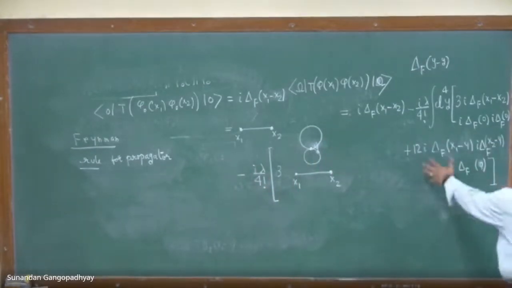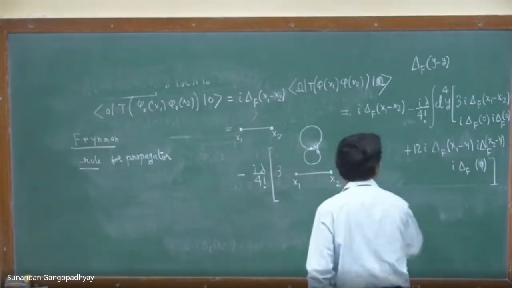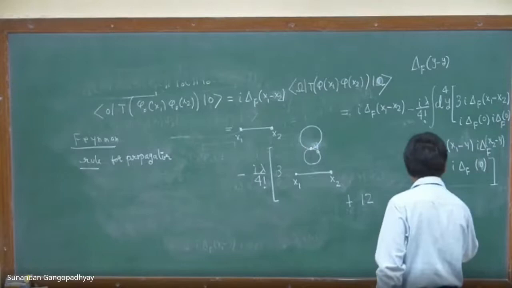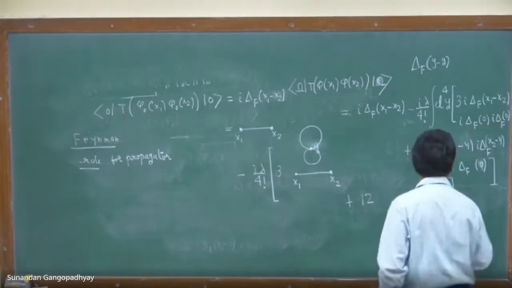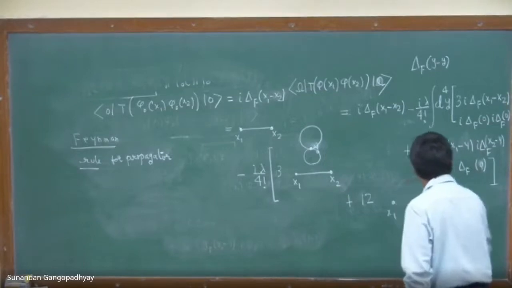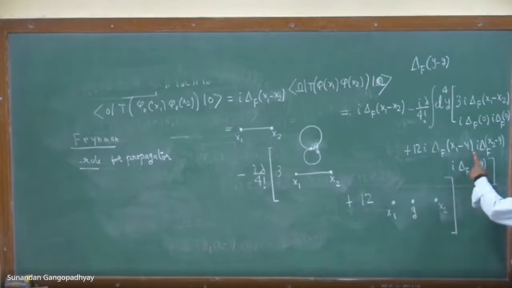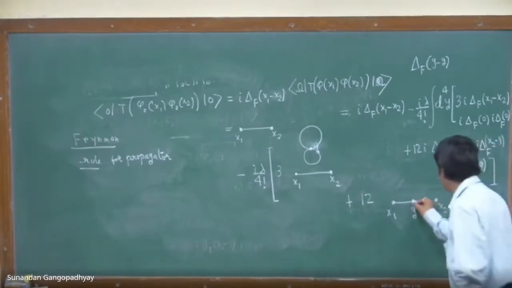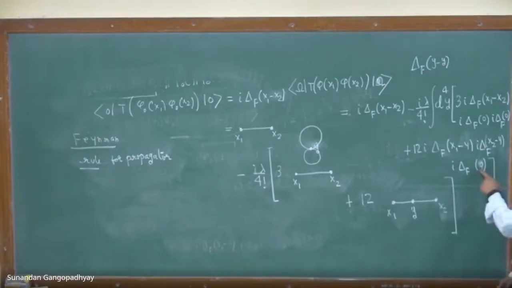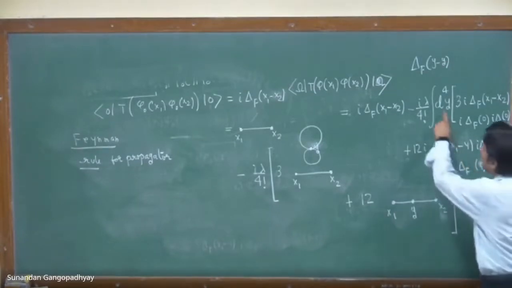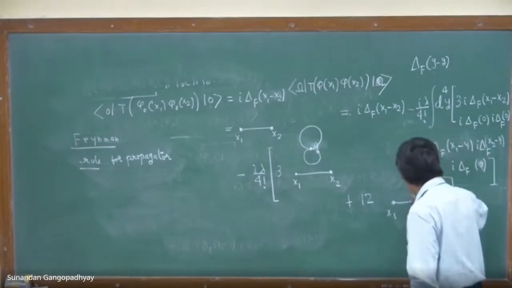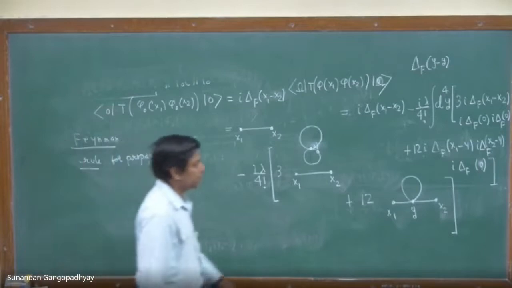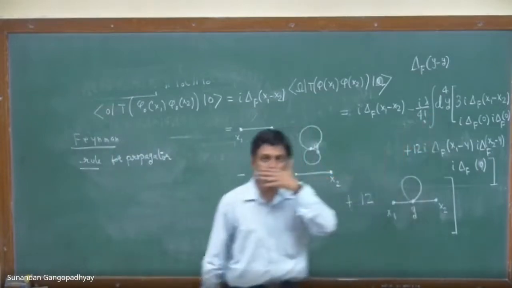You do this. Then you have this term, which is plus 12. Look at this term, this is very interesting. Let us take two external points, x1 and x2, and they take an intermediate point y. So you are going from x1 to y, so this is a propagator, a straight line. And x2 to y, this is also a propagator. But what is delta F? This is 0, this is at y, centered at y. This is y minus y, and you have an integration over y. So what this means is that you have a loop at y, centered at y. Whenever you have loops, you have integration over y.